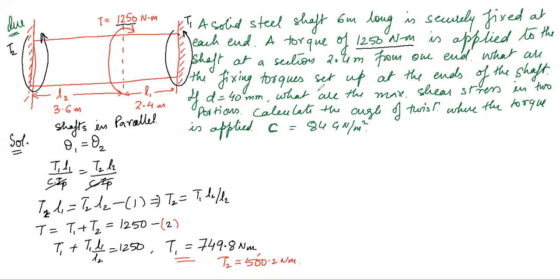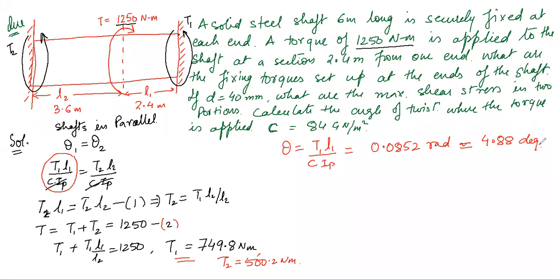So we have calculated the torques at the fixed ends, the fixing torques set up at the ends of the shaft. Now, the angle of twist. We already know the formula, and with its help we can find the value of theta. Theta is defined as T1 L1 by CIP. When you put in the values, you get 0.0852 radian, which is also equal to 4.88 degrees.